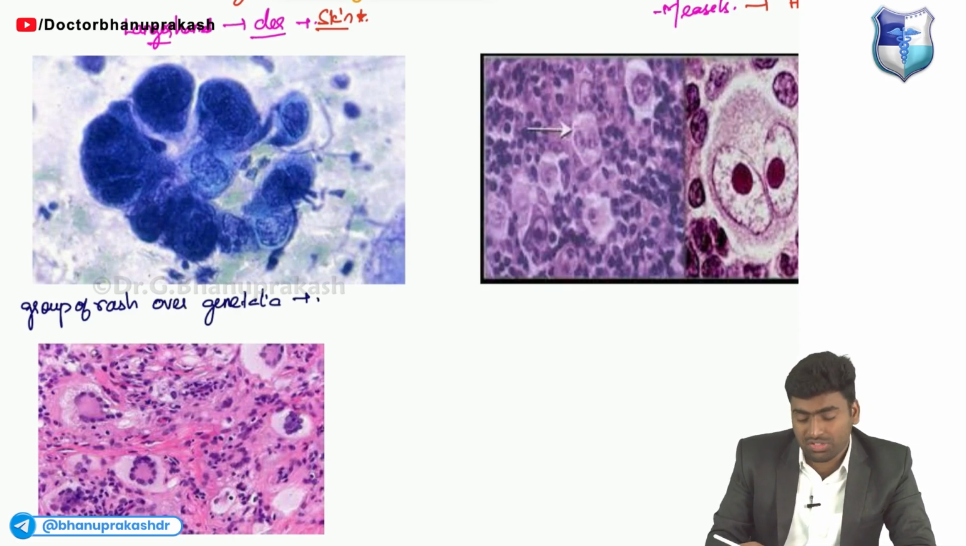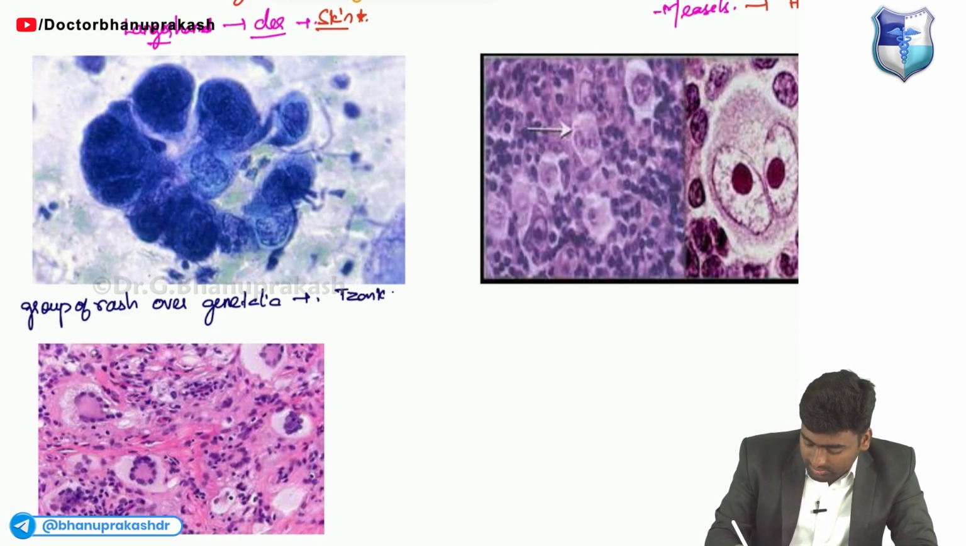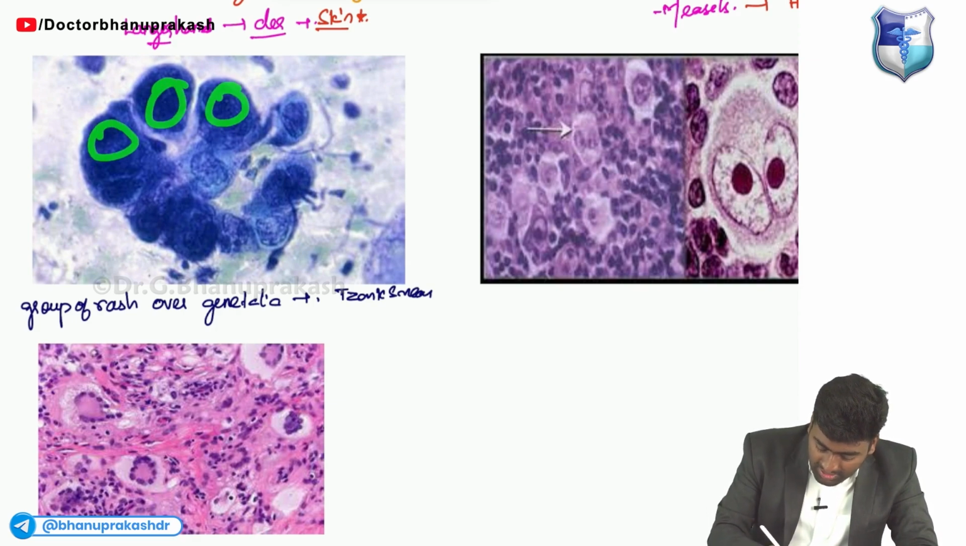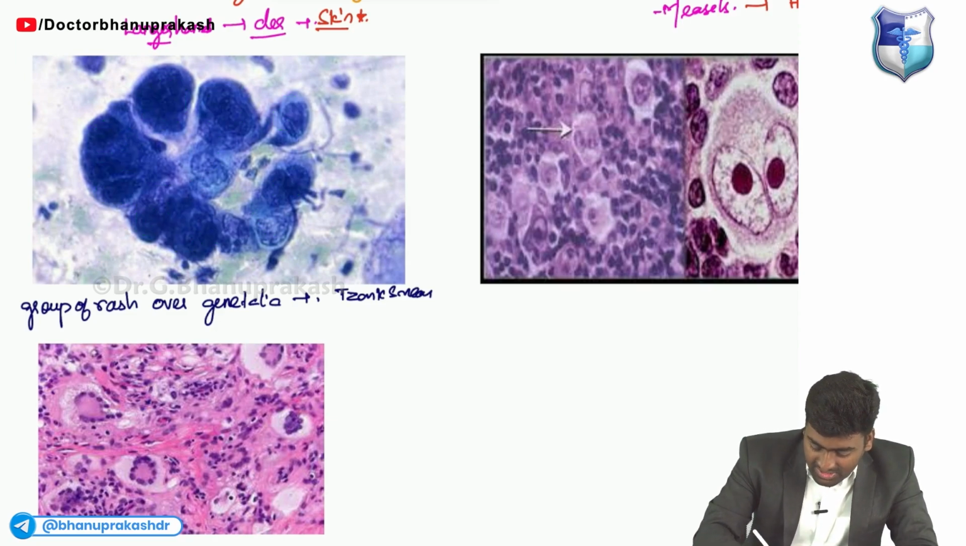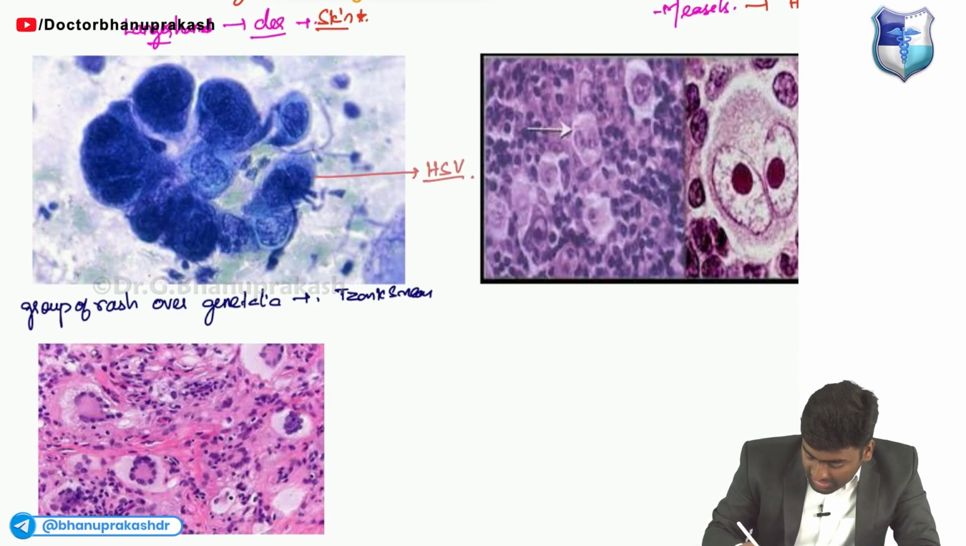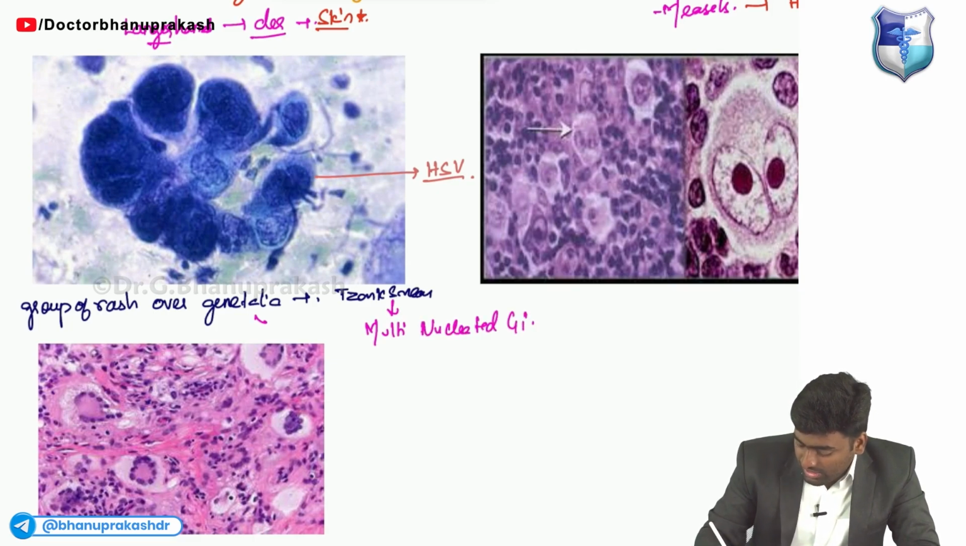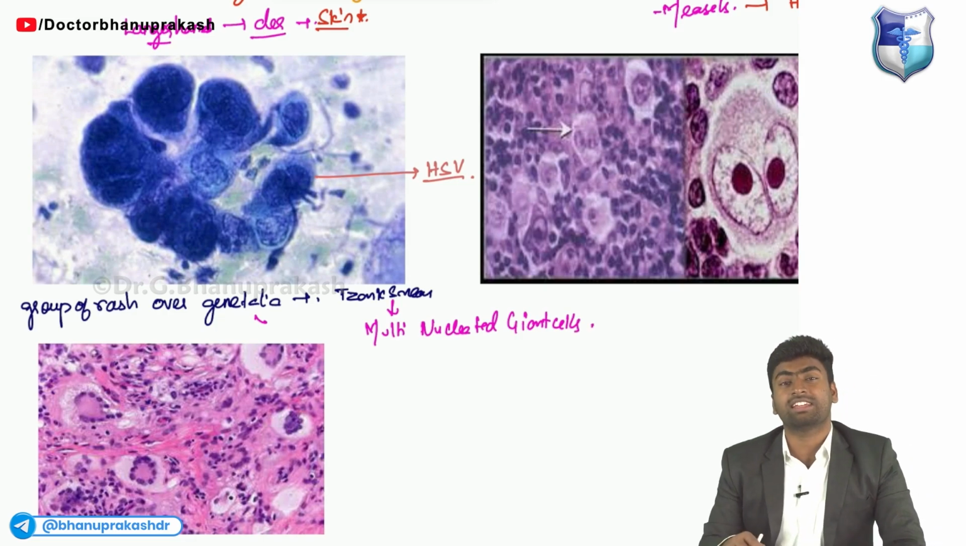And you did a smear which is known as the Tzanck smear. In the Tzanck smear, you will be able to see multinucleated giant cells. Tzanck smear showing multinucleated giant cells is not HPV, guys, it is seen in a case of HSV. Herpes simplex virus will show these multinucleated giant cells. So this is seen in a case of HSV.